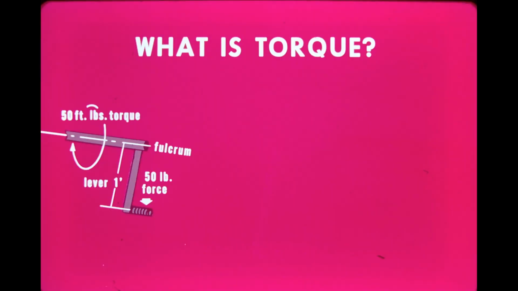What is torque? Torque is a force which tends to produce rotation. Torque is measured in foot-pounds and is the product of the force applied in pounds and the length of the lever in feet through which the force is acting. As we see here, the lever is the distance between the application of force and the fulcrum, being a fixed or stationary point against which the force can push or react. With this crank, a 50-pound force acting through a 1-foot lever yields 50 foot-pounds of torque.